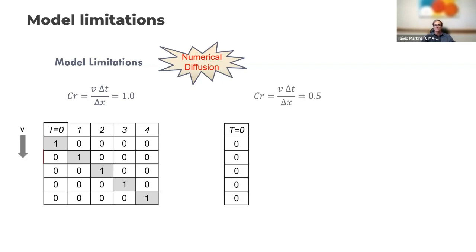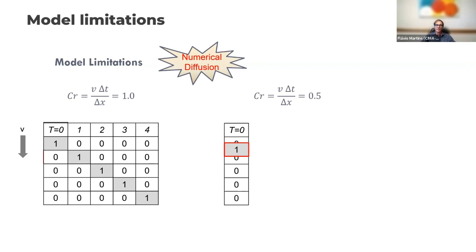Now imagine the same situation, but when the Courant number is 0.5. If the Courant number is 0.5, a fluid particle will move only half of 1 cell, right? So a particle that is here will move only half a cell. But the problem is, we don't have half cells.